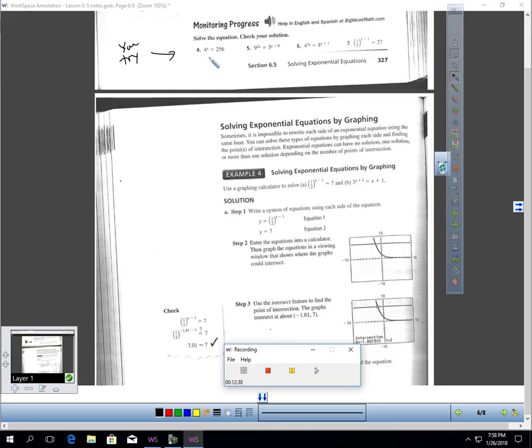Why don't you try 4 and 5 by showing work, not just typing them in your calculator. Try to change the bases to being equal and solving that way. Pause the video and do that.